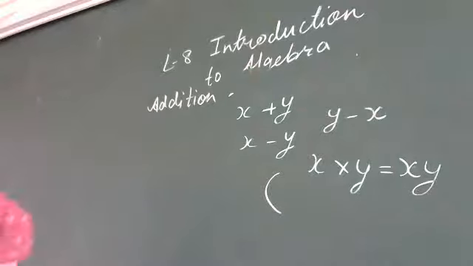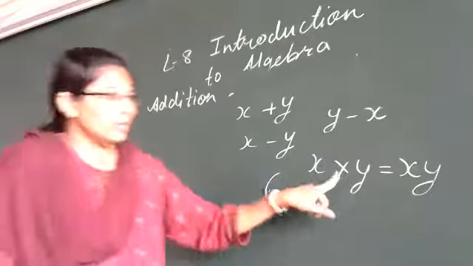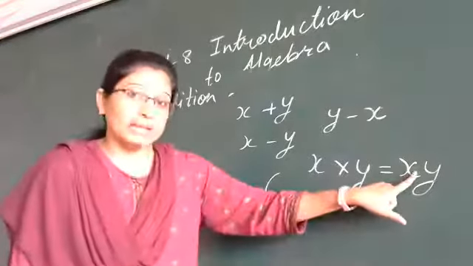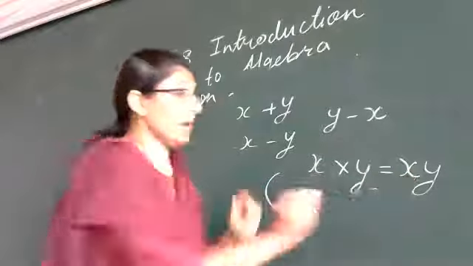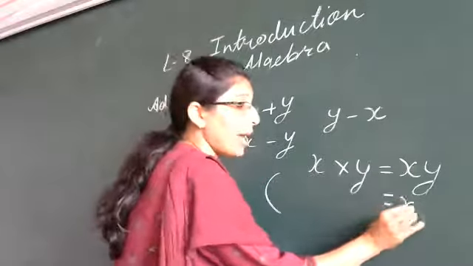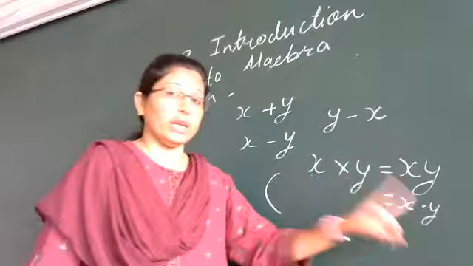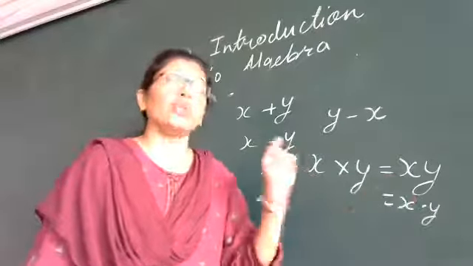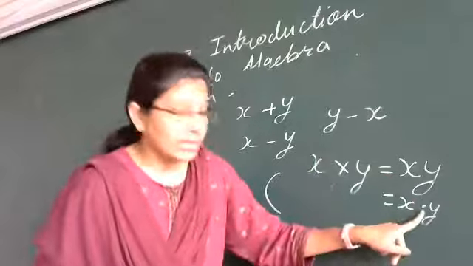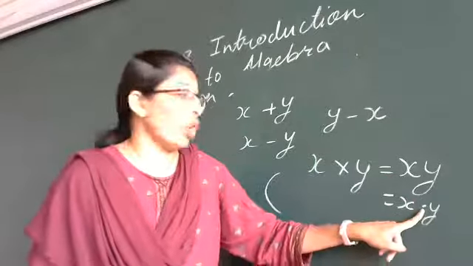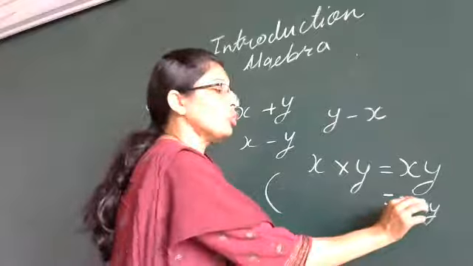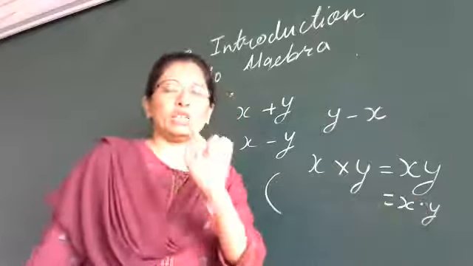So in algebra, multiplication of two numbers is written like this, or one more method is there. You can write x dot y. If a dot is given, it is not a decimal point. It is a dot. If only a dot is given, then also it is multiplication only.